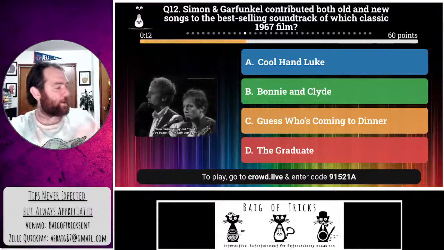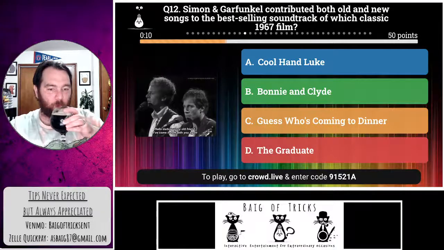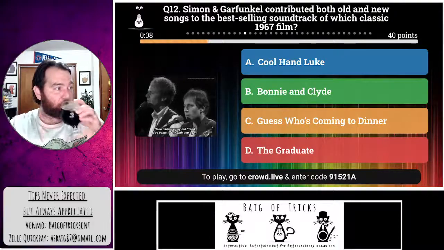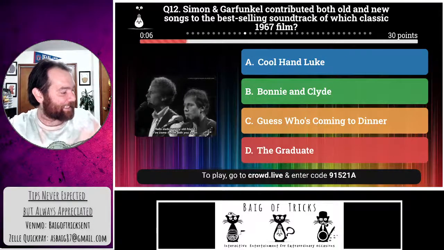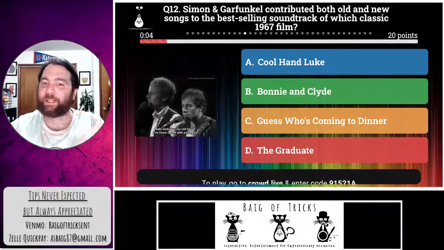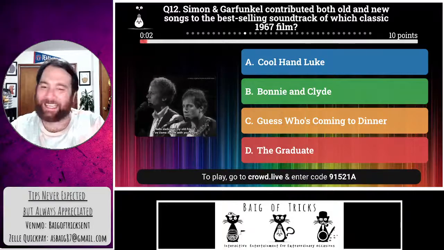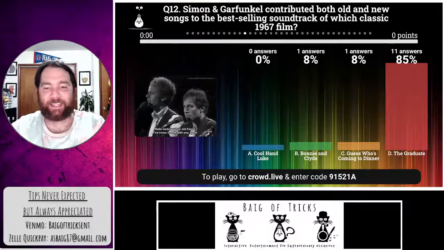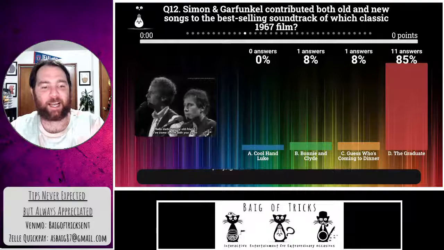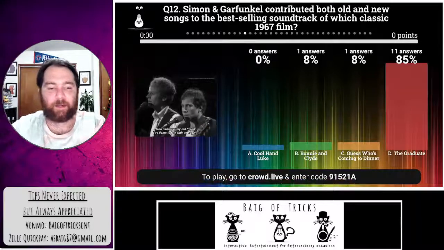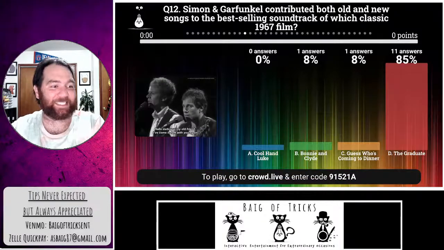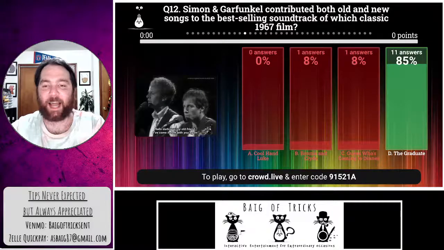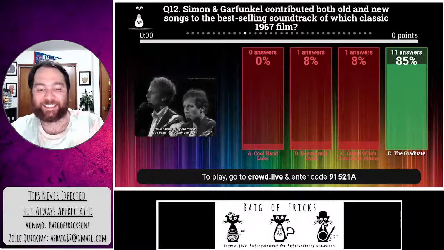All right. Fantastic soundtrack. Interesting movie. Good movie. Fantastic movie. It's a pretty good movie. It's not in my top 100 movies. One person said Bonnie and Clyde. One person said Guess Who's Coming to Dinner. 11 people correctly said, Here's to you, Mrs. Robinson, The Graduate. Correct answer. 85% of you got points there. Fantastic job.